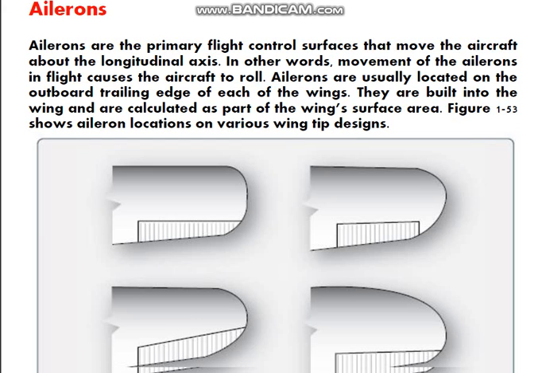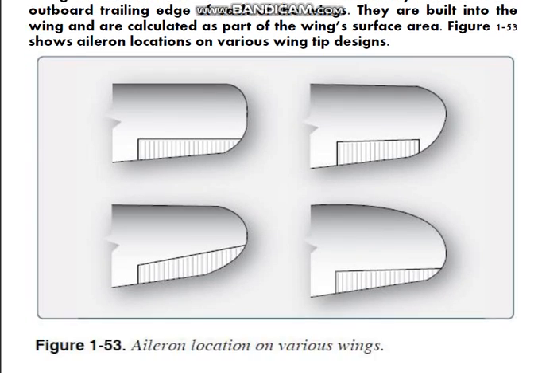Flight control surfaces that move the aircraft about the longitudinal axis. In other words, movement of the ailerons in flight causes the aircraft to roll. Ailerons are usually located on the outboard trailing edge of each of the wings. They are built into the wing and are calculated as part of the wing's surface area. Figure 1-53 shows aileron locations on various wingtip designs.